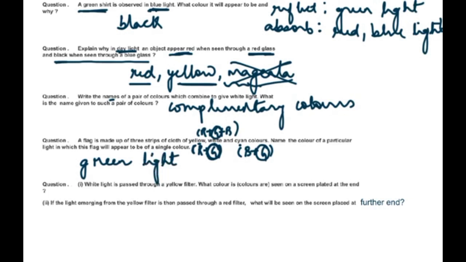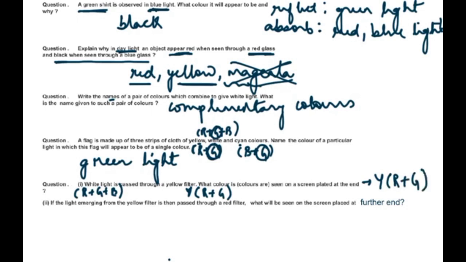White light is passed through a yellow filter. What colors is white light having? First let us see. Red, green, blue. Okay, fine. So now it is passed through a yellow filter. If this is passed through a yellow filter, only yellow light is going to go further. So only yellow comes further. Yellow means red and green. What colors are seen on a screen placed at the end? So colors which are going to be seen are yellow, or you can say red and green.